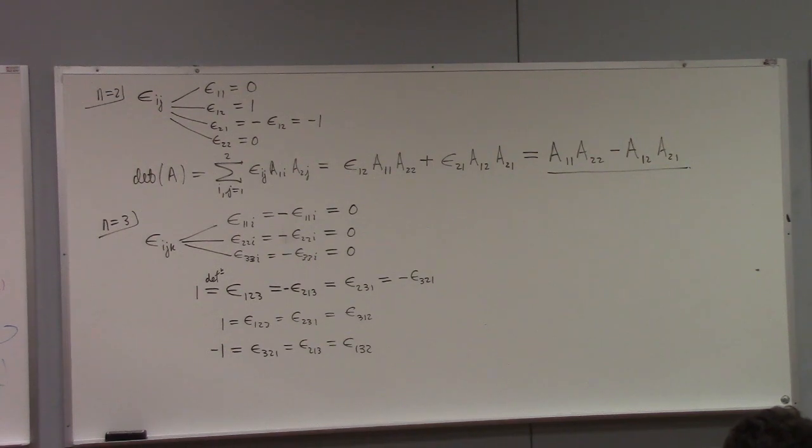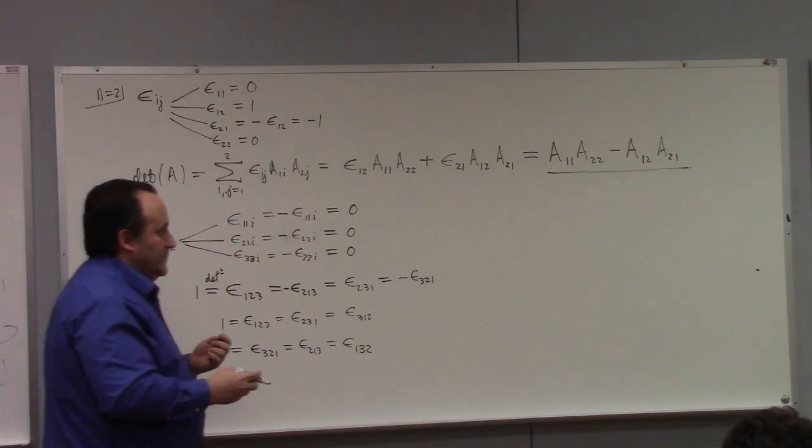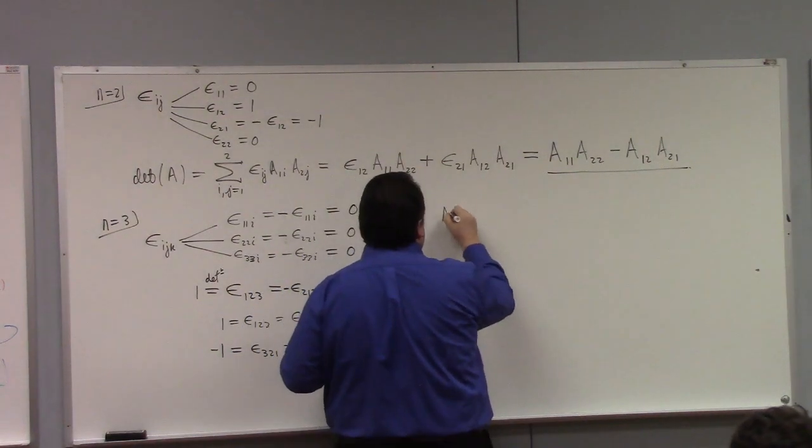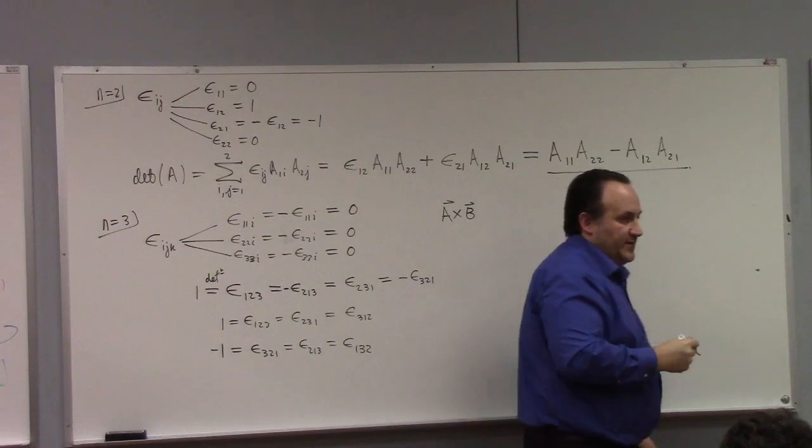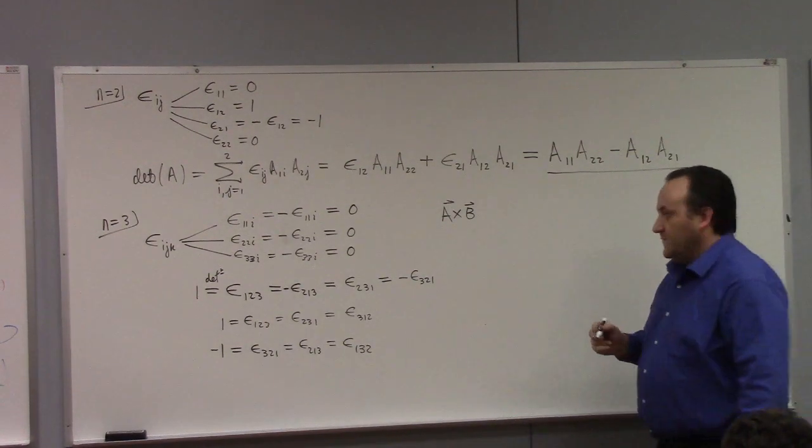But these 6 are things you've seen before, because in Calc 3 you study A cross B, the cross product of A and B. What's the formula for that?